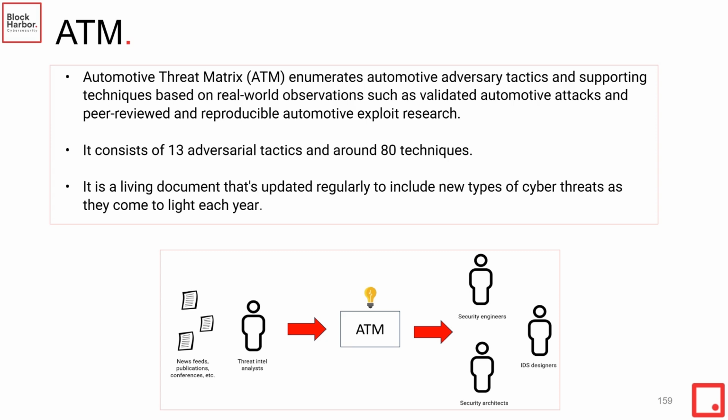It currently includes 13 adversarial tactics and around 80 techniques. This matrix is continuously updated to reflect emerging threats, making it a living document that evolves with the landscape of automotive cybersecurity. For example, new types of attacks targeting vehicle communication protocols or telematics systems are regularly added to the matrix.